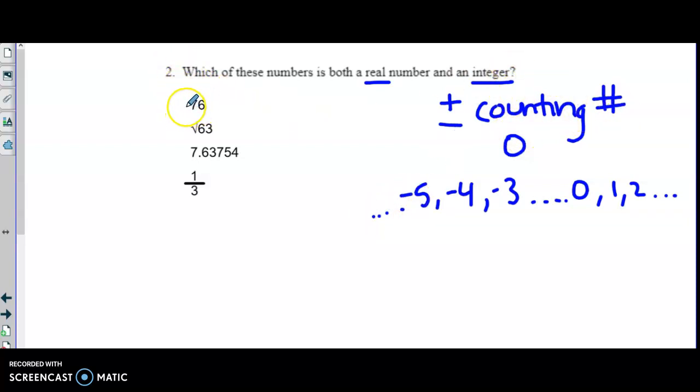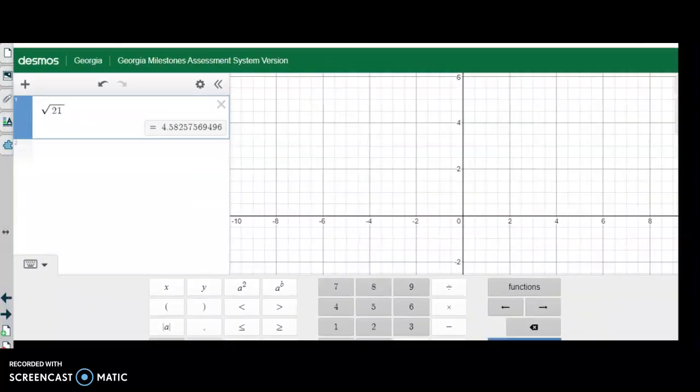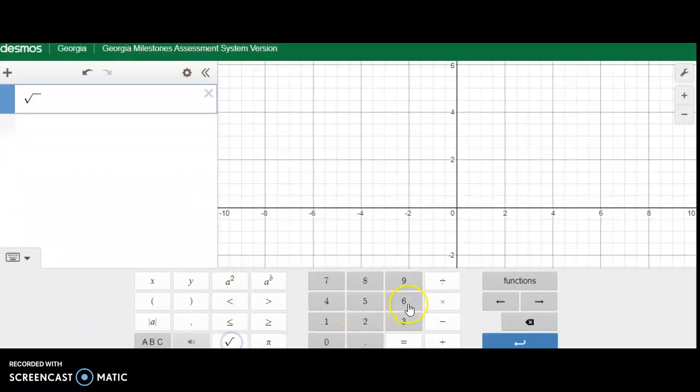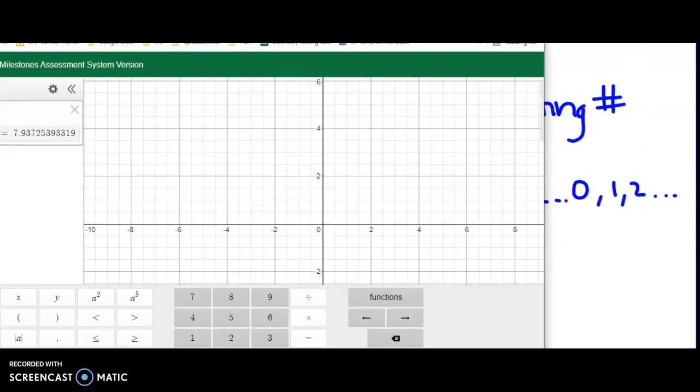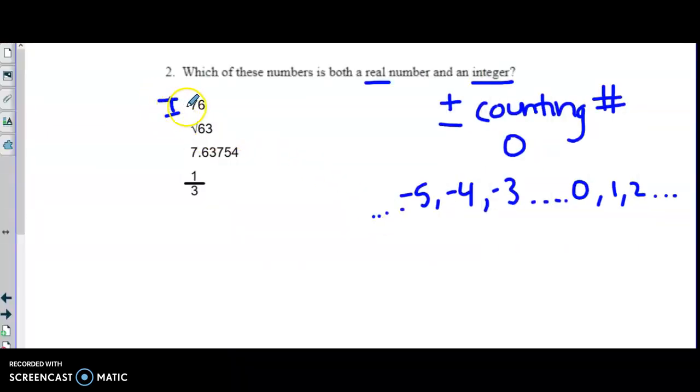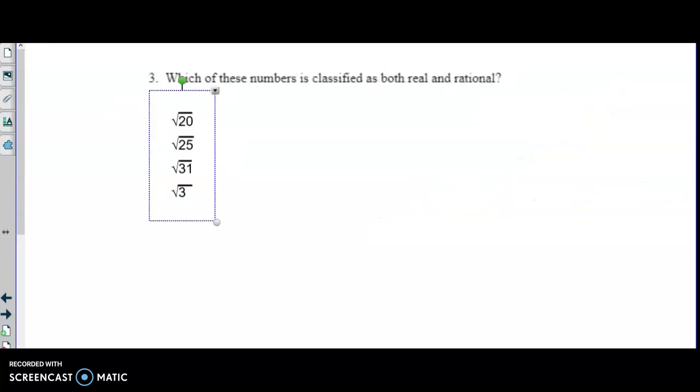So if we look over here, 76, that is an integer. The square root of 63, if you type that in your calculator, that gives you a really long, ugly decimal. So the square root of 63 is irrational. It is not an integer. And then I'm just going to mark this one out. 7.63754. That one looks ugly. That looks irrational, but it's actually rational. Either way, though, it's not an integer because it's not a positive or negative counting number. And 1/3 is also rational, but it is not an integer. We're trying to figure out which one is a positive or negative counting number.